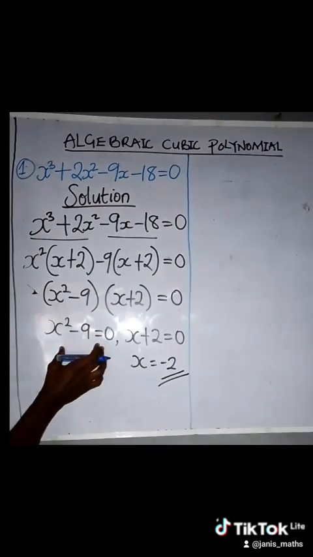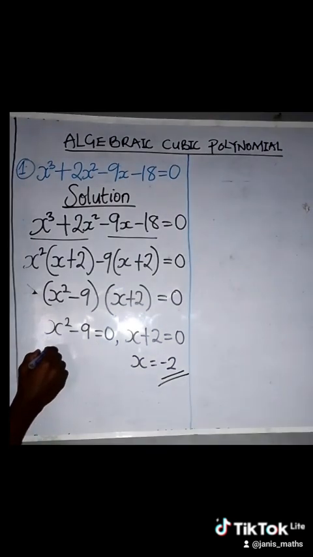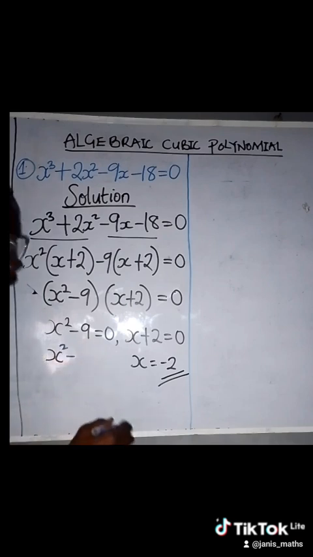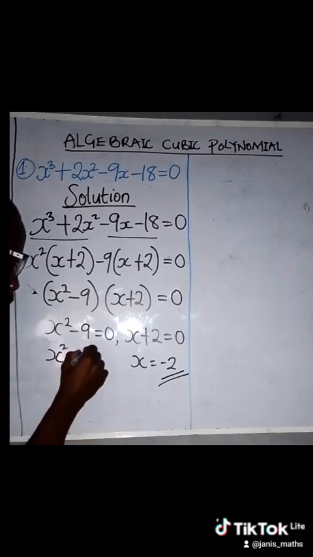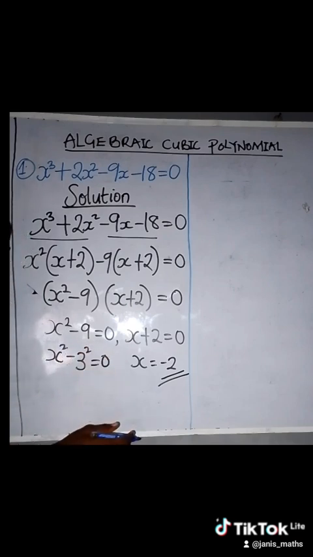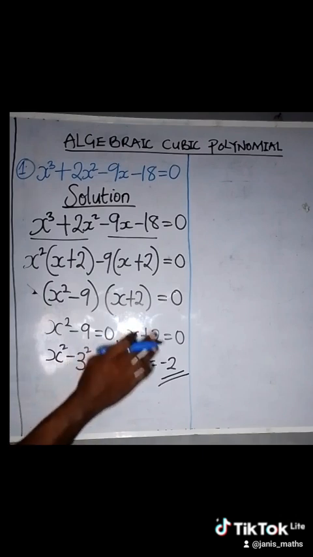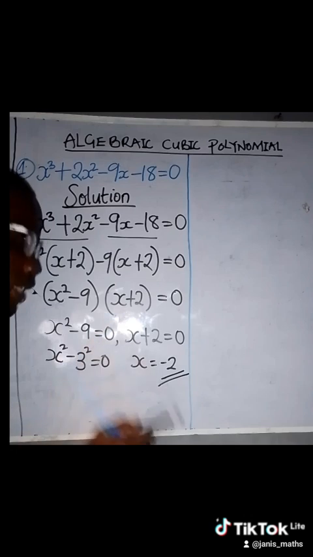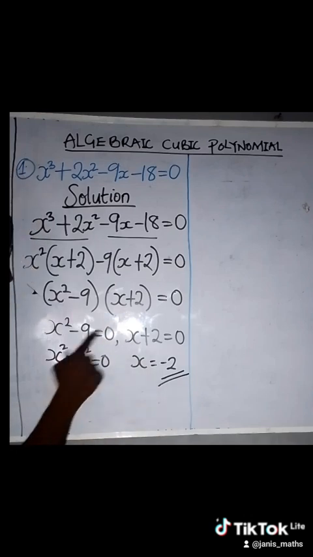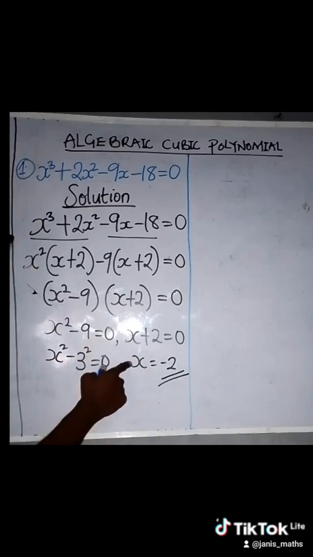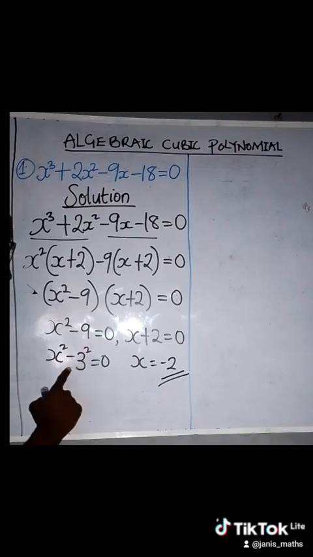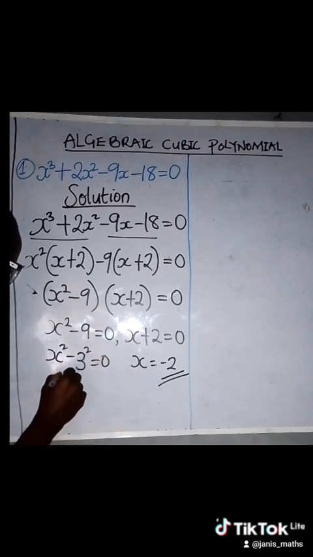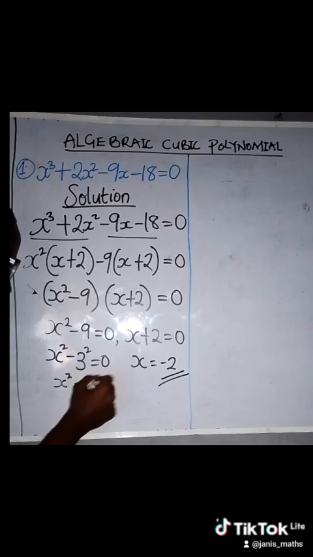Then the other values of x we get from this part. I have x squared minus 9. My 9 here can also be represented as 3 raised to power 2, equal to 0. How do I get 3 raised to power 2? That means 3 times 3, which is 9. Then the 9 moves to this part, so it becomes x squared equal to 3 squared, minus 9 moving becomes plus 9.